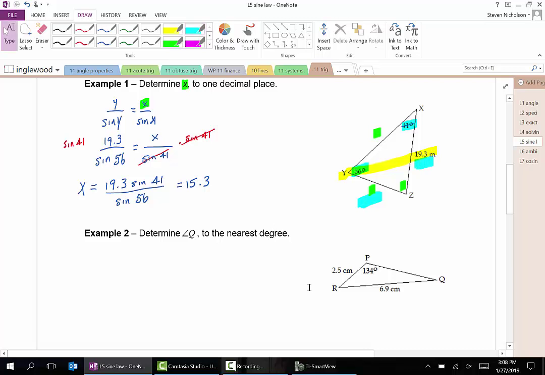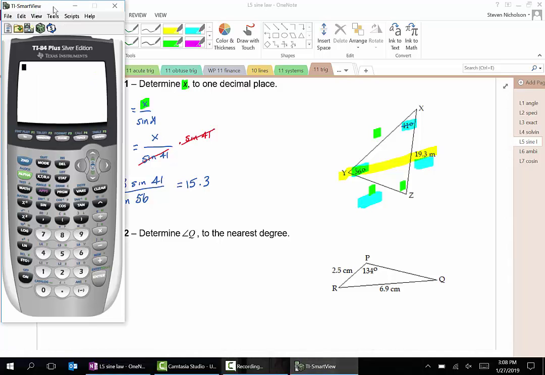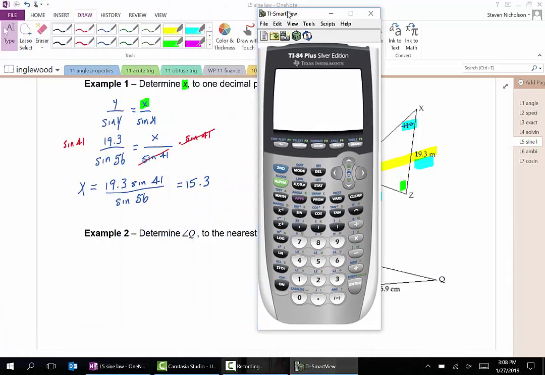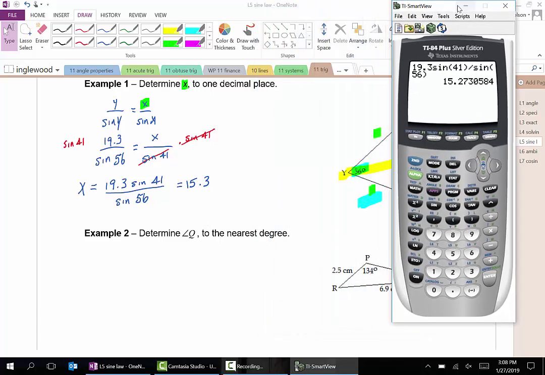So let me show you something just on your calculator, what I just did right there. I can enter things exactly as I see it, and the only thing is if your calculator opens up brackets, you close it. We have 19.3 times, you don't have to put times, sine 41, and again my calculator opened the bracket, so I need to close it. And we're going to divide by the sine of 56, and again we're going to close it. And when we hit enter, there's your 15.27, there's your 15.3 as I said.